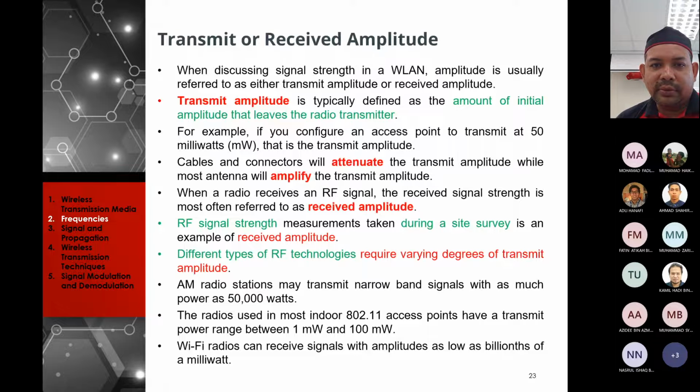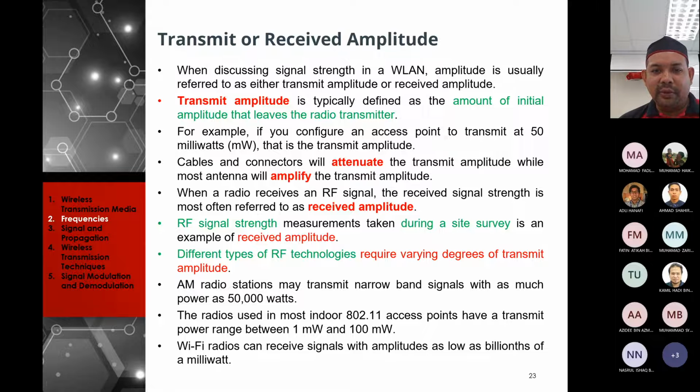Okay, how to transmit or receive amplitude? So when discussing signal strength in a wireless LAN, amplitude is usually referred to as either transmit amplitude or receive amplitude. Transmit amplitude is typically defined as the amount of initial amplitude that leaves the radio transmitter.